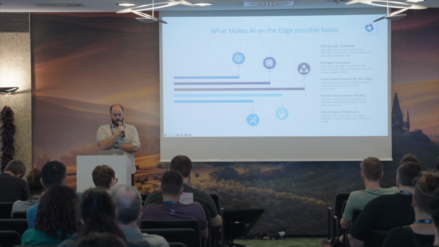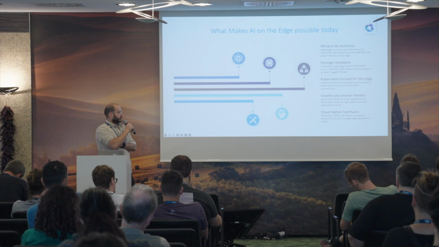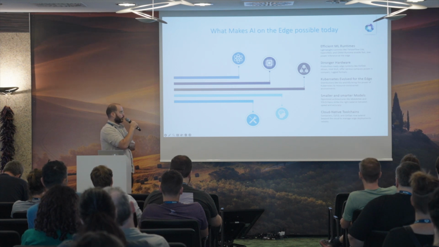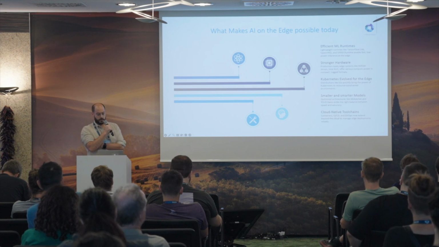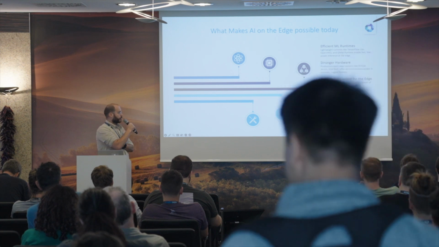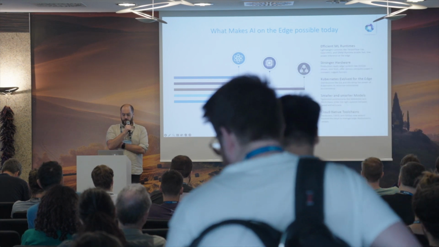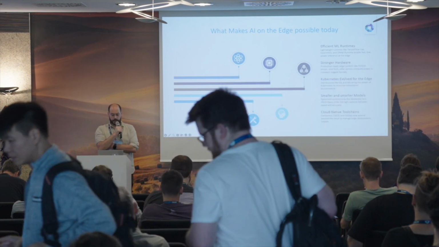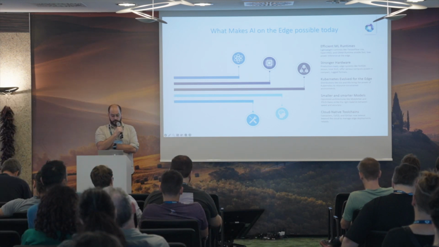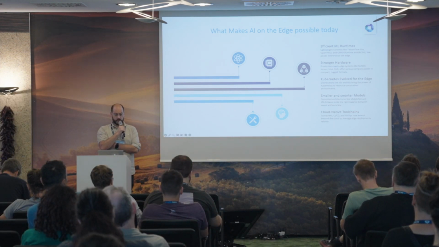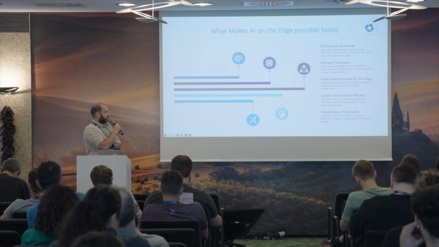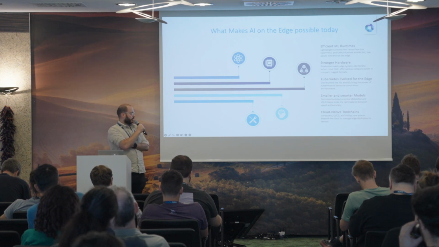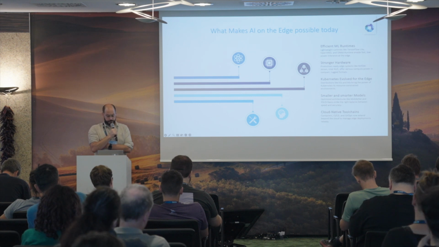Then we have Kubernetes, which is still evolving for the edge. So we have different kinds of Kubernetes. We have k3s, we have k0s, which we can use on the edge and are lightweight Kubernetes. And then we also have smaller and smarter models, which are optimized for edge computing.